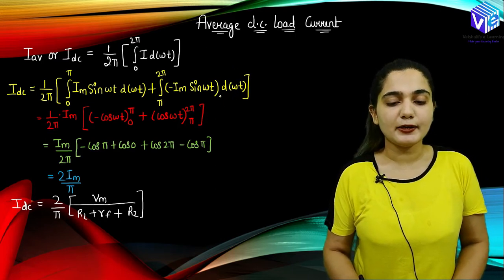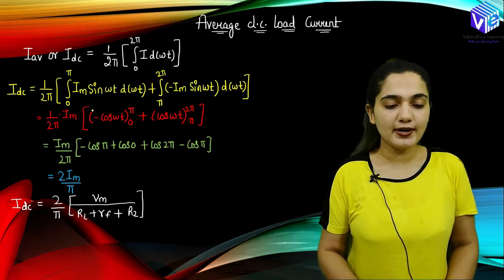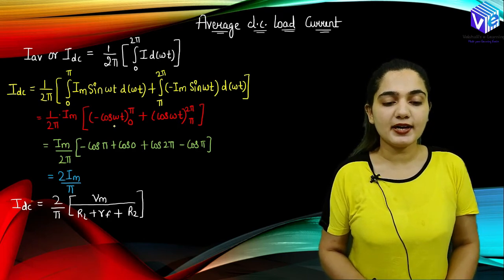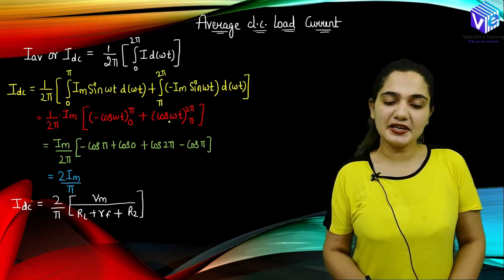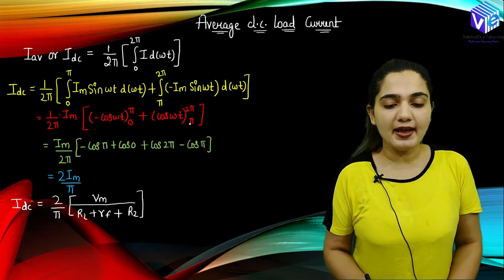So this is my second equation. Now I can easily integrate both of them. Im is a constant, I can put it outside. So Im upon 2 pi I will be having integration of sin omega t is minus cos omega t, and here integration of minus sin omega t will be equal to cos omega t. So you just need to put the limit 0 to pi and pi to 2 pi.